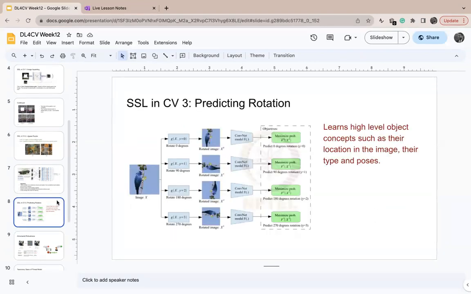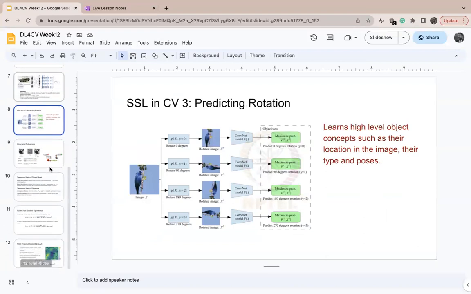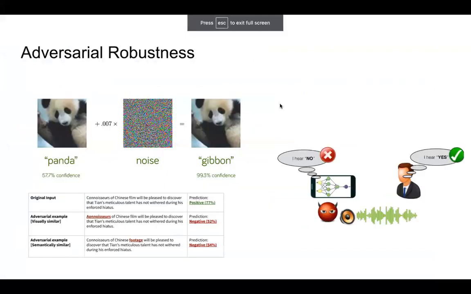Okay. So this is all the things that we are going to discuss about self-supervised learning this week. If you have any questions, you can put them in the chat. Next we'll move to adversarial robustness. Okay.